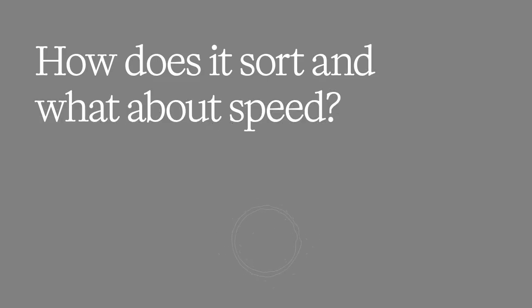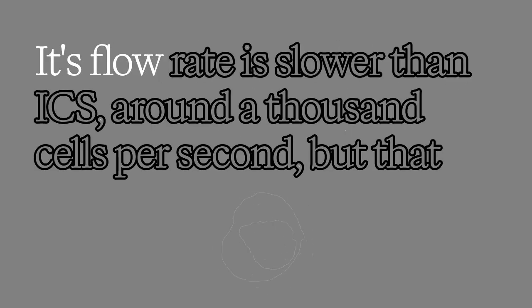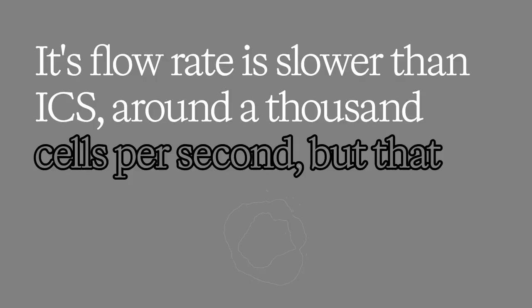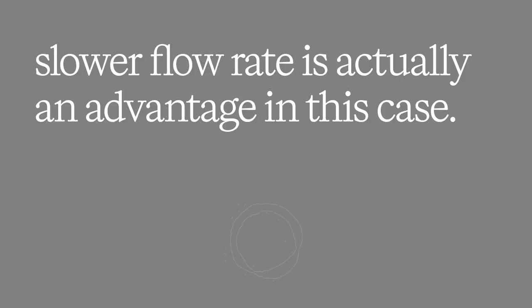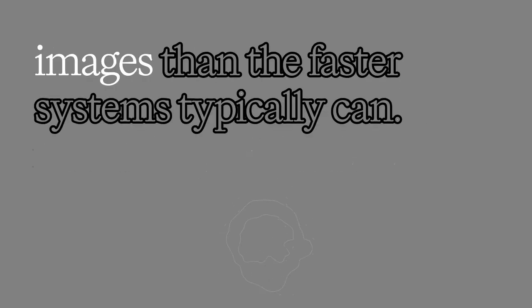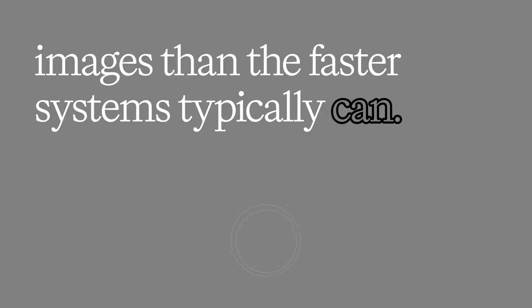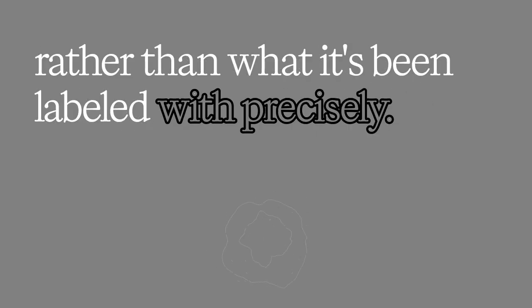And what about speed? It uses valve-based sorting on microfluidic chips. Its flow rate is slower than ICS, around 1,000 cells per second, but that slower flow rate is actually an advantage in this case, because it allows the system to capture higher resolution bright field images than the faster systems typically can. So it's all about what the cell looks like physically rather than what it's been labeled with.